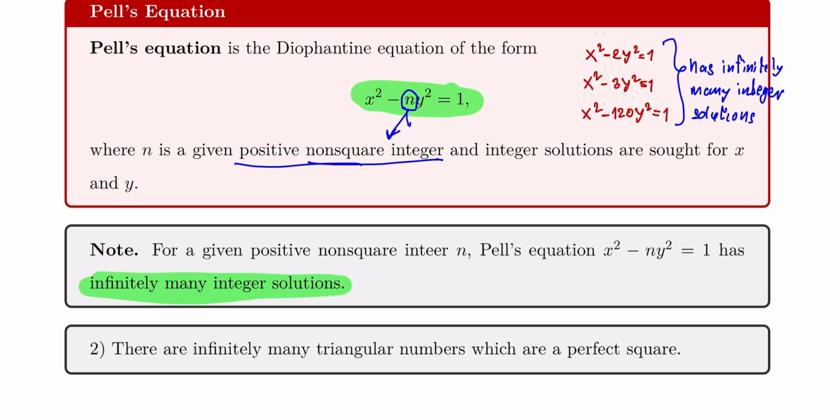Alright, but if you have x squared minus 9y squared equals 1, for this equation, it might have integer solutions, but they will be finite. It might have finitely many, or it doesn't have any. So it's not satisfying Pell equations. This is not a Pell equation. It might have a finite number of integer solutions.